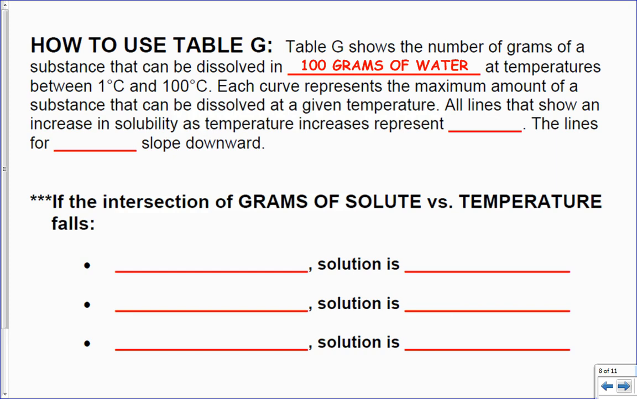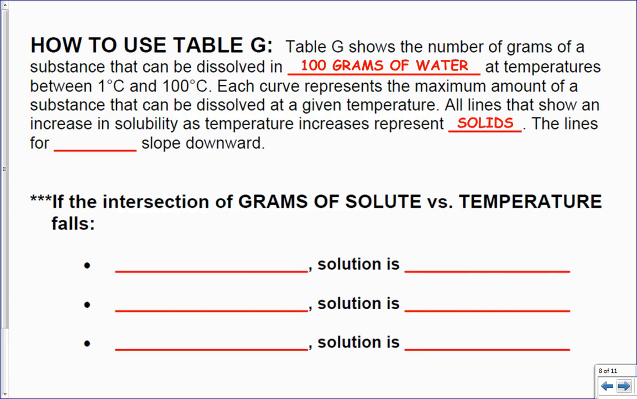I did 50 grams of water, and it's grams of water, not milliliters of water. So we have to pay attention to all this stuff. Each curve represents the maximum amount of that particular substance that can be dissolved at any given temperature. We have a lab where you are going to make your own curve to better understand this.